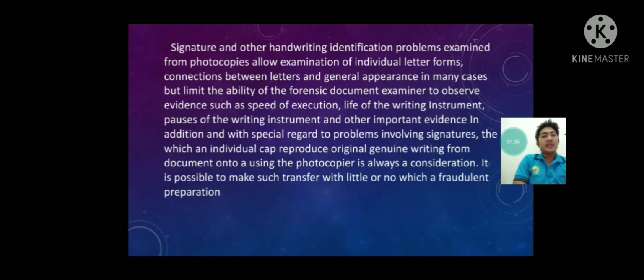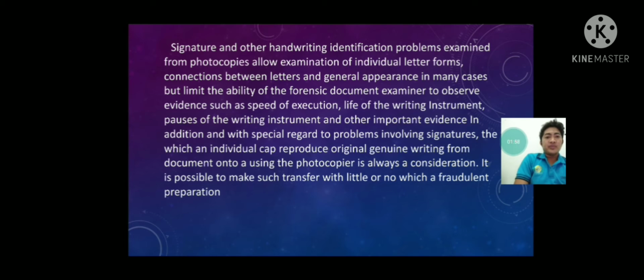Signature and other handwriting identification problems examined from photocopies allow examination of individual letters, forms, connections between letters and general appearance in many cases, but limit the ability of the forensic document examiner to observe evidence such as speed of execution, life of the writing instrument, pressure of the writing instrument, and other important evidence.